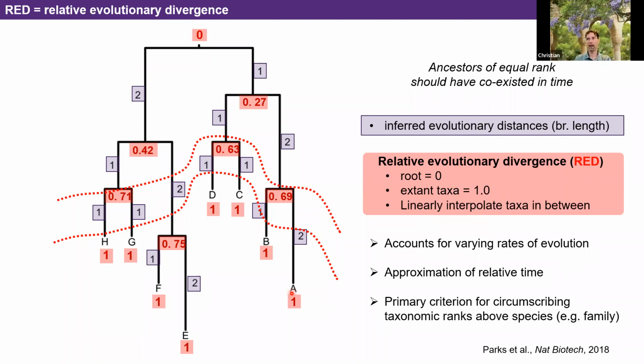And based on that, we use the RED as the primary criterion to circumscribe taxonomic ranks above species. One example is here in the dotted lines. Let's say it turns out that the RED value of a family is between 0.63 and let's say 0.72. Then we can say, okay, look, all of those actually represent families.